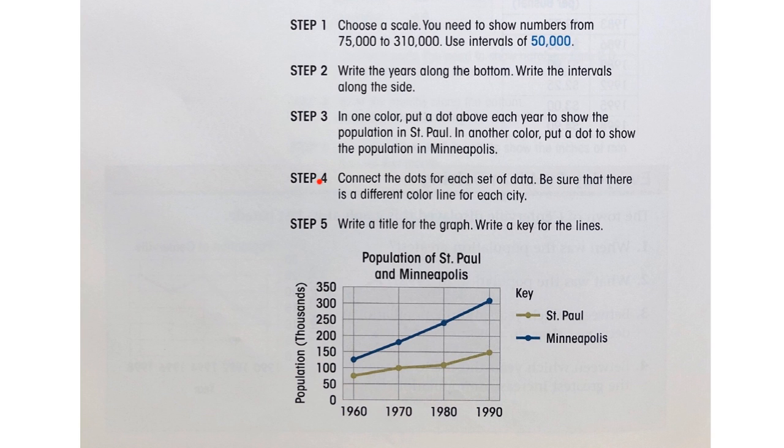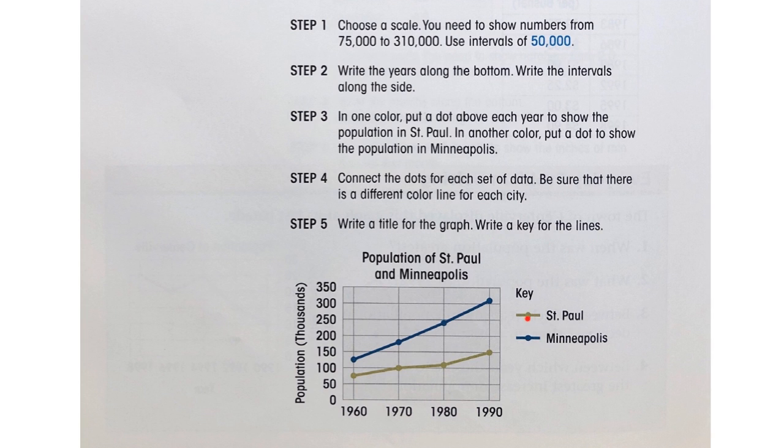And step 4, connect the dots of each set of data. Oh, I skipped 3. In one color, put a dot above each year to show the population in St. Paul. In another color, put a dot to show the population in Minneapolis. And step 4, now connect the dots for each set of data. Be sure that there is a different color line for each city. And step 5, write the title of the graph. Don't forget a key for what the lines are.